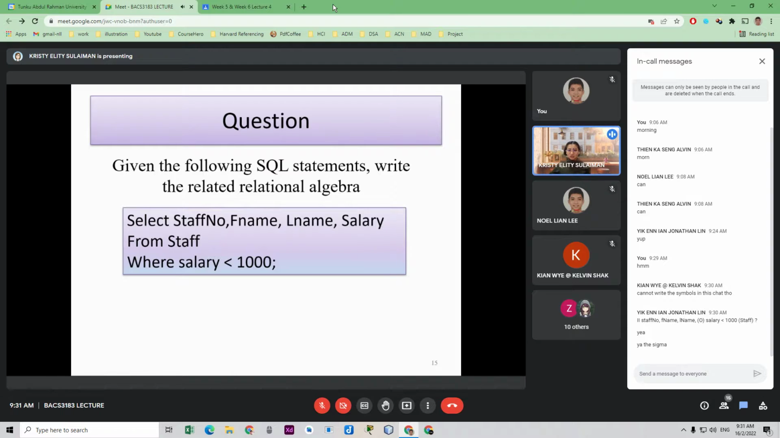Okay, so we will actually have another operation in between. It means you need to combine the operation of projection and also the sigma, the selection. We will look at it after this.